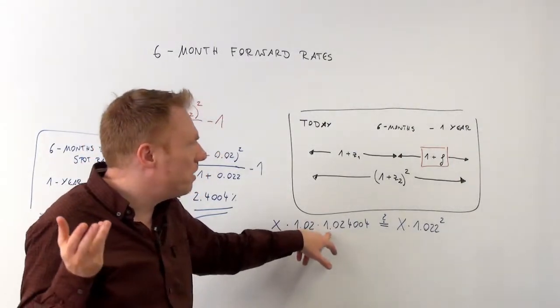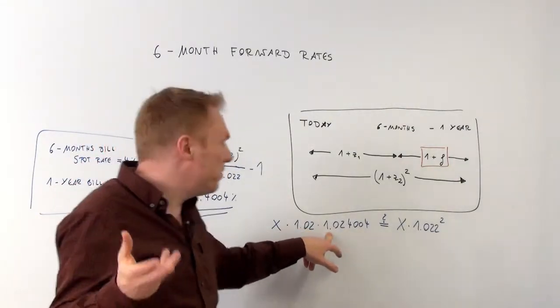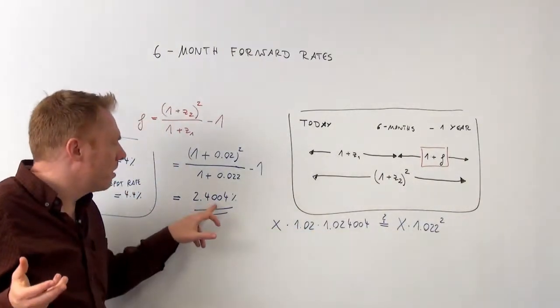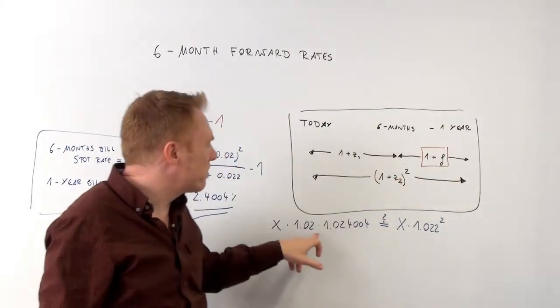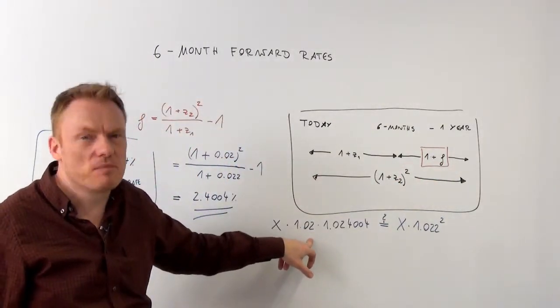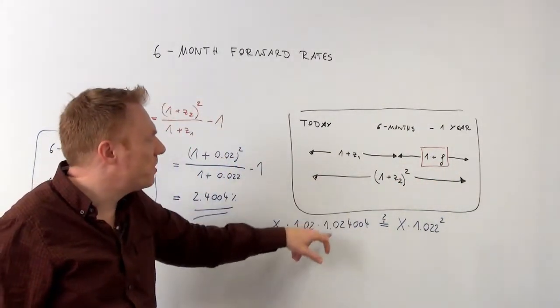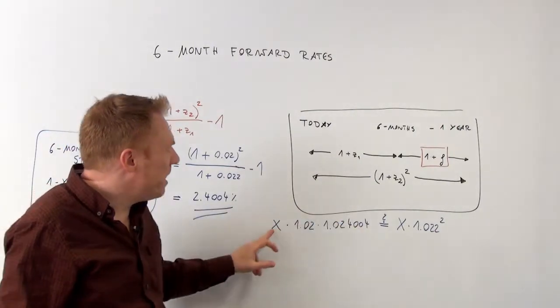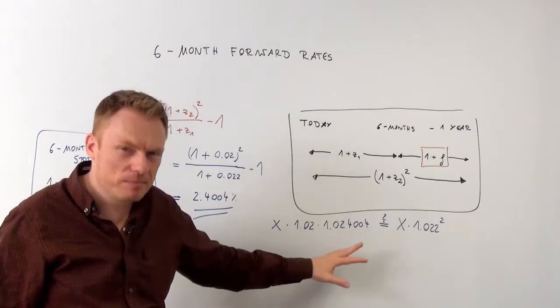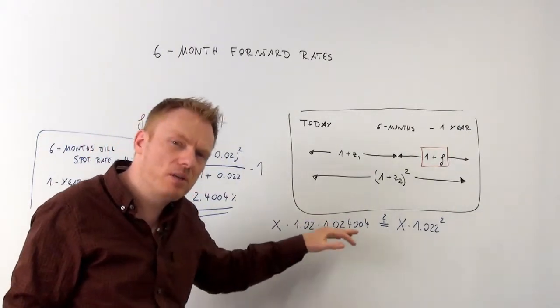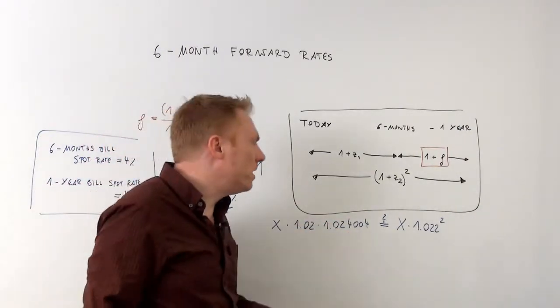We have to again multiply with this, because this is the forward rate. This is the forward rate that starts at the end of the 6th month and that will last for another 6 months. Which means, all in all, after a year, we have this amount of money. This is the amount of money that we're going to have after 1 year.